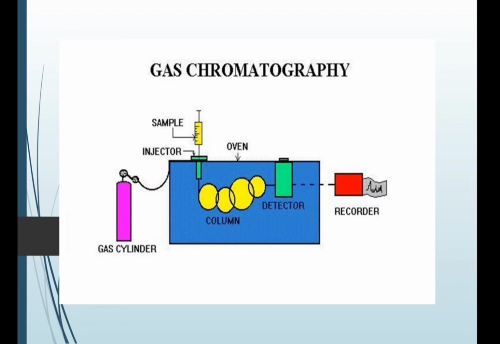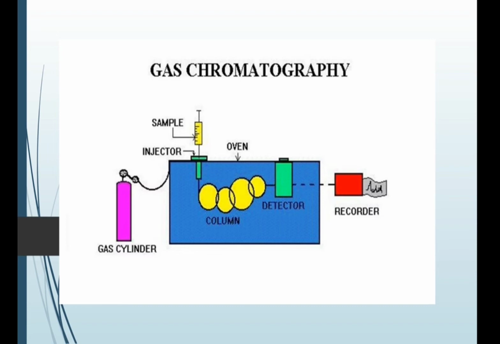Here various detectors can be used like the ECD, FID, TCD or the photoionization detector. So in gas chromatography, four kinds of detectors can be used, and when our sample reaches the detector, it will get measured, and after that the signal will be recorded on the recorder.